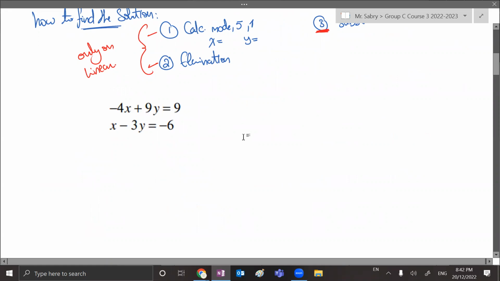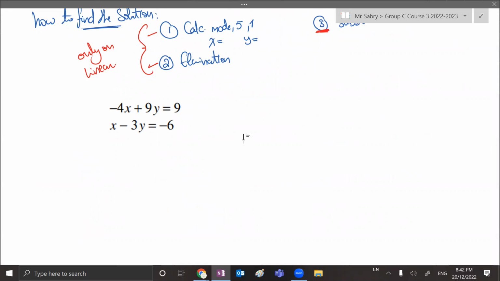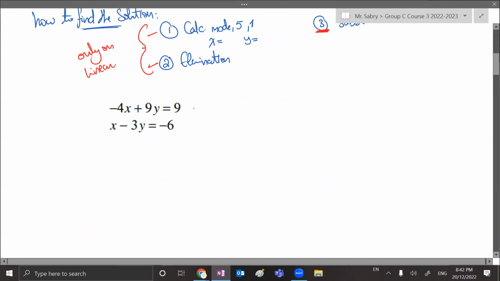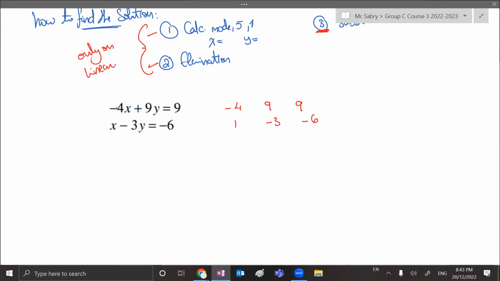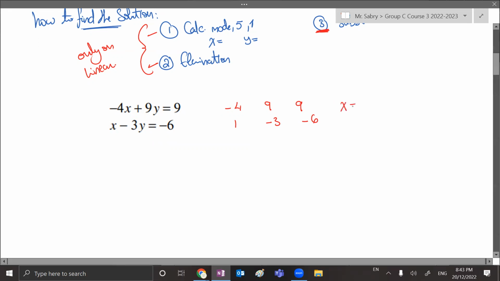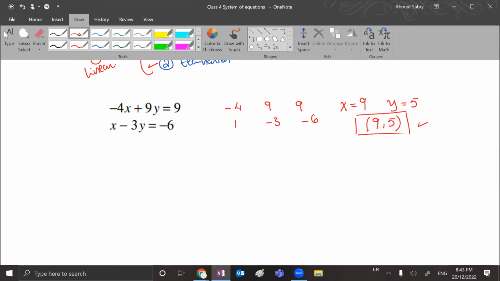So if we took this one and went to the calculator right away and clicked on mode 5-1, you'll just have to insert the coefficients. You'll put the -4 and then 9 and then 9, and then you'll put 1, -3, and -6. Again, only the coefficients without the x's. So I'll write -4, 9, and 9, 1, -3, and -6. That would give you right away x equals 9 and y equals 5. So the point of intersection is 9 and 5. This is the solution. Done. That is if we're using the calculator.